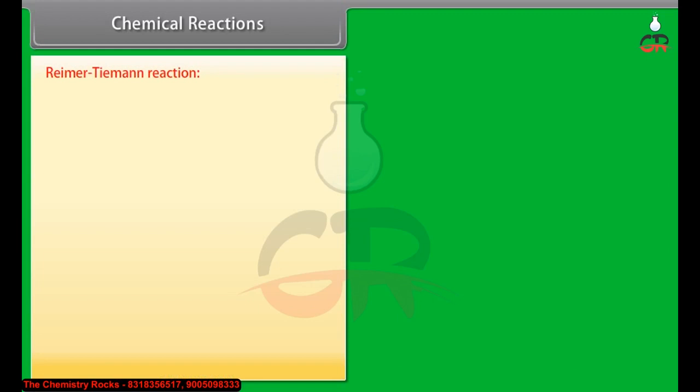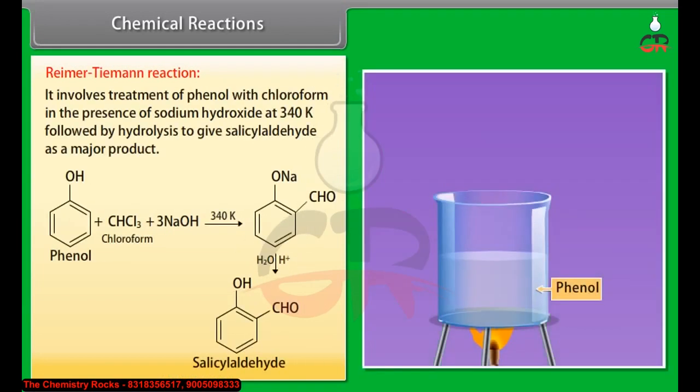Reimer-Tiemann reaction. It involves treatment of phenol with chloroform in the presence of sodium hydroxide at 340 Kelvin, followed by hydrolysis to give salicylaldehyde as a major product.